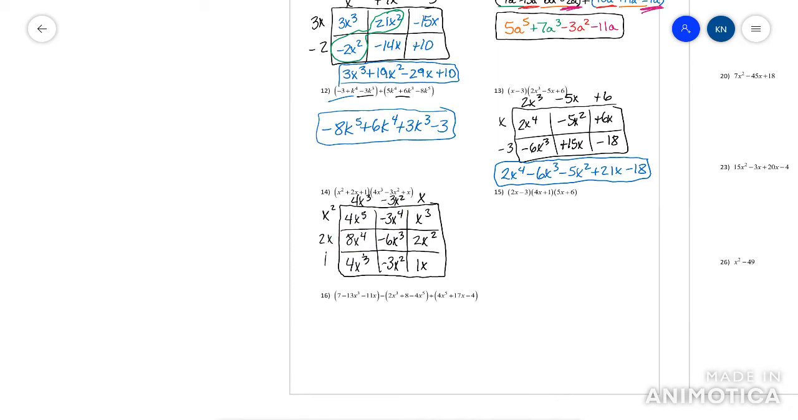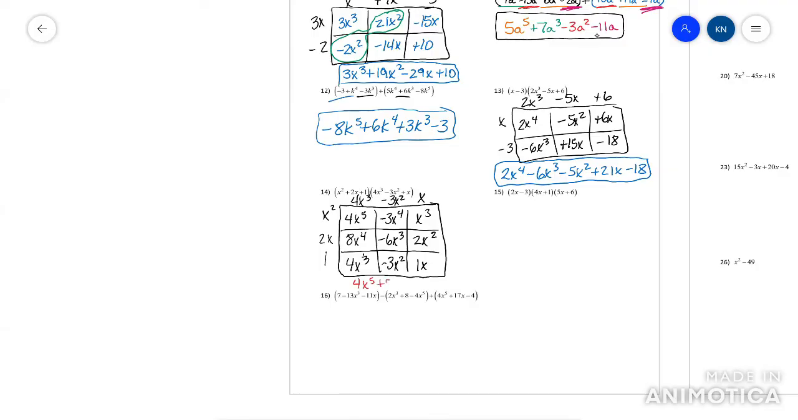So I'm just going to start writing my answer. I have 4x^5 first. Then I have 8x^4 minus 3x^4 makes 5x^4. Then I look at my x cubeds. Don't forget, this is 1x cubed. So I've got 4 minus 6 plus 1. That makes negative 1x cubed. Then I do my x squareds. This would make minus 1x squared. Then I got plus 1x at the end. So this would be my answer. I don't really have room to box it, but okay.